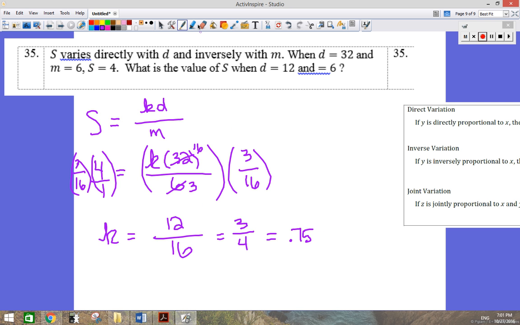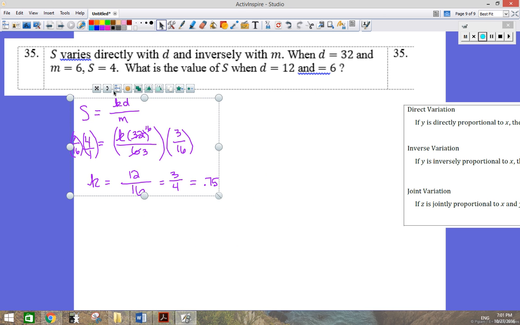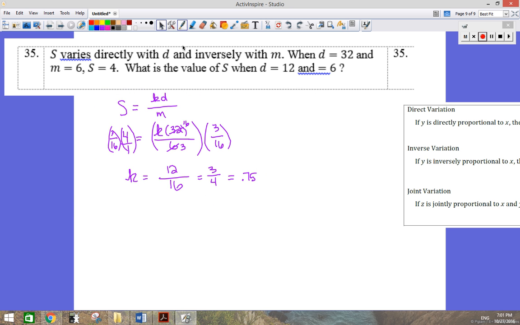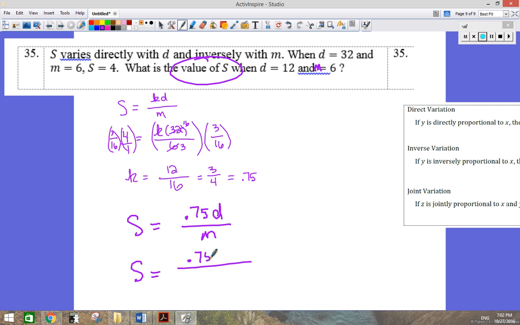So when we come up to the equation, whether you write 3/4 or whether you write 0.75, it really doesn't matter. So S is equal to 0.75 or 3/4 times D divided by M. Now what they really want is the value of S. S equals, when D is 12, and this should say M, hopefully it does on your paper, and M is 6. So I've got 3/4 times 12 divided by 6.